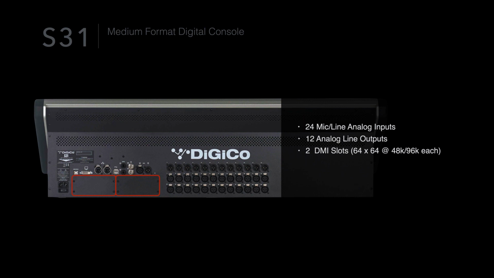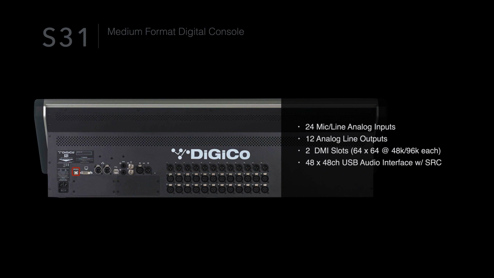These are each 64 by 64 channels at 48 or 96K. That means with these 2 card slots, we can have 128 channels in and 128 channels out if we needed to. That is not counting the already 24 mic pre's and 12 analog outputs that we have. Everything is fully routable and flexible wherever you need it to go at any time and can be recallable via our snapshot system. You'll also see that we have a 48 by 48 channel USB audio interface. We call this a UB-MADI.